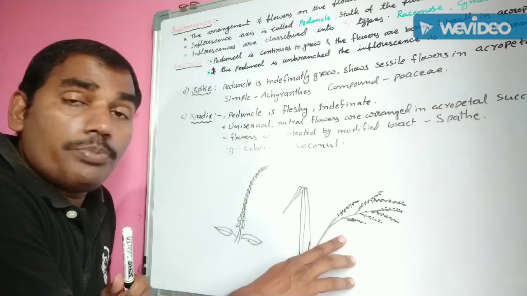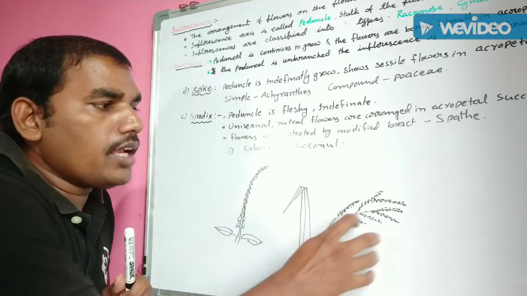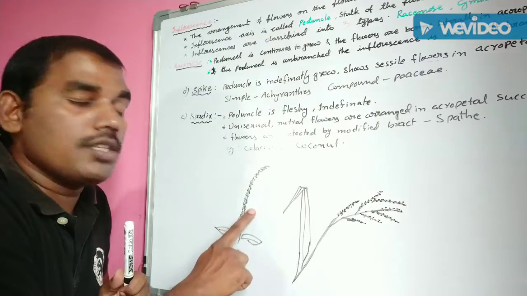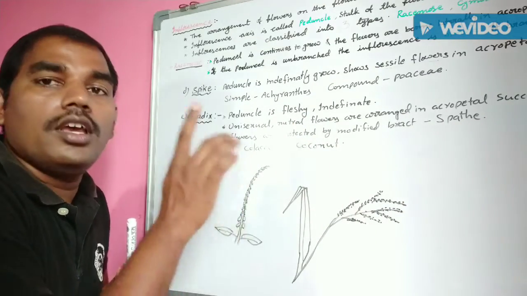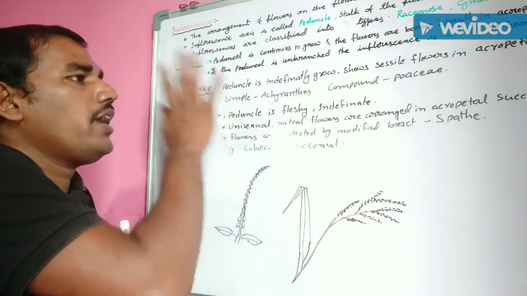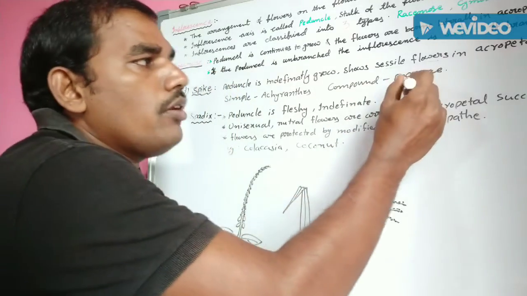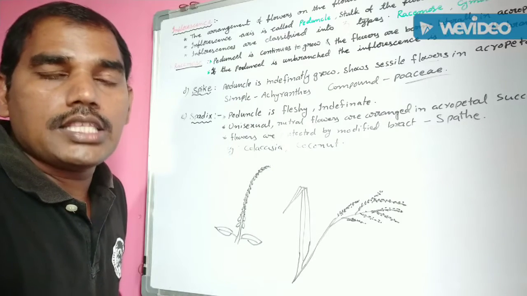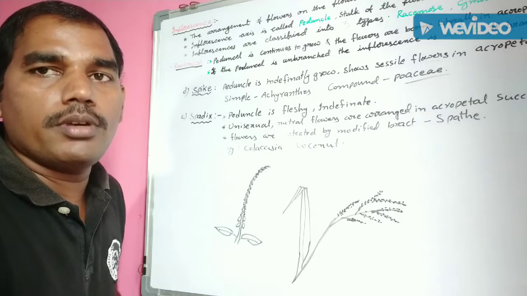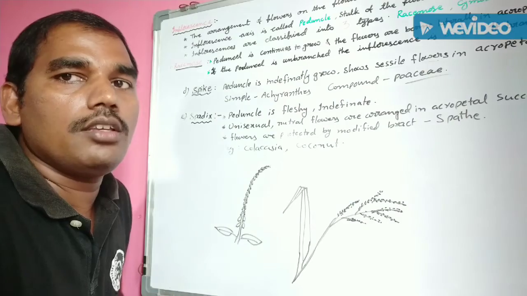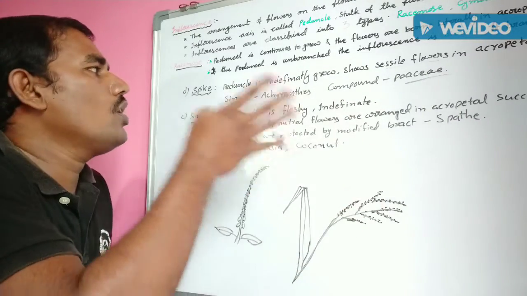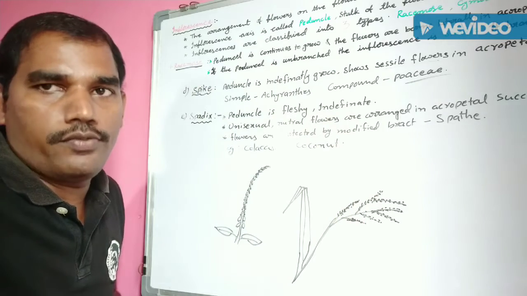So, in this compound spike inflorescence, the peduncle is indefinitely growing, but it is branched. Every branch resembles a simple spike. This type of inflorescence is known as compound spike inflorescence. Example, Poaceae members, rice, wheat, etc. Poaceae, the Gramineae family members, show this type of compound spike inflorescence.